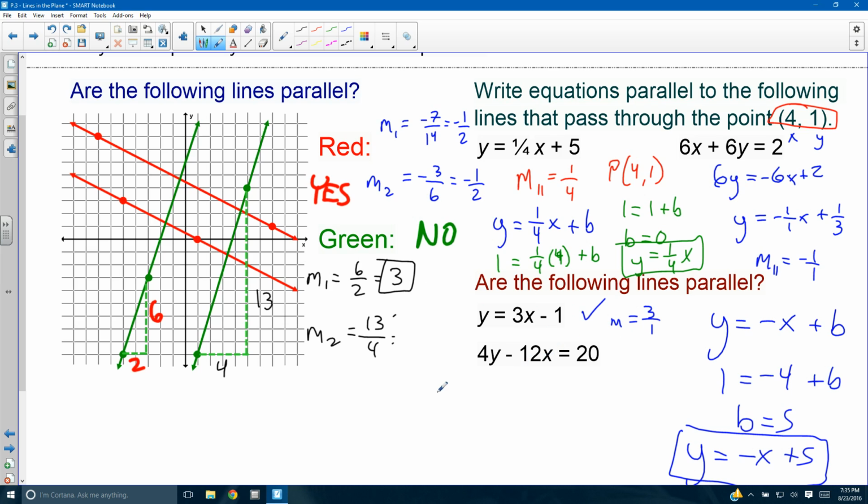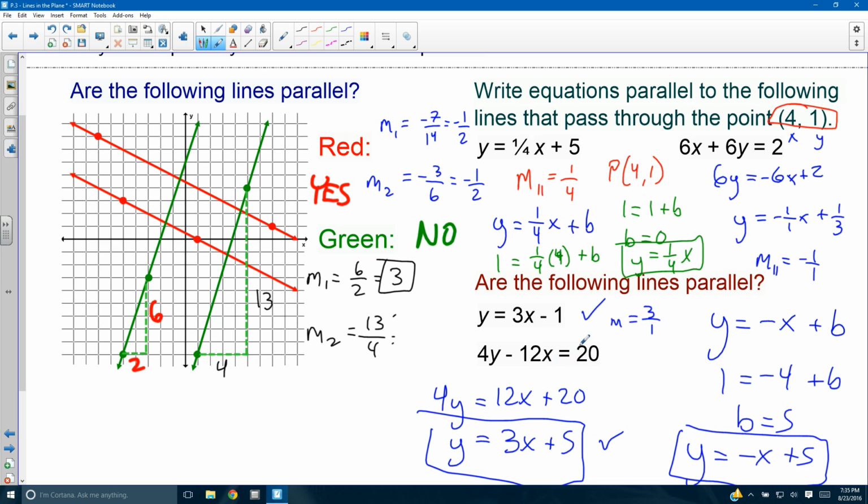Add 12x over. You get 4y equals 12x plus 20. Divide both sides by 4. Y equals 3x plus 5. Now, the 5 is still important. It's not just enough to know the slope here, which is 3, so that checks out as well. Both the slopes are 3. But the y-intercepts have to be different. Remember, if the y-intercepts are the same, then you have the same line, so they wouldn't be parallel.